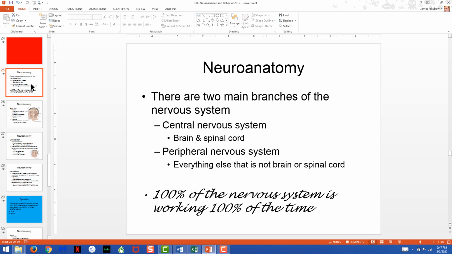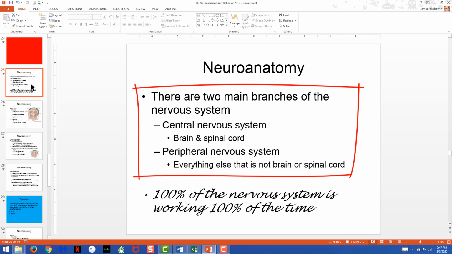Now we're going to go into the broadest component of anatomical description, and that's going to be the two main branches of the nervous system. Those two branches are the central nervous system and the peripheral nervous system. The difference between the two is easy to remember because the central nervous system, which sounds more important because it's called central rather than peripheral, involves only two components, your brain and spinal cord. Everything else is peripheral nervous system, and that makes it very easy. Brain and spinal cord versus everything else.